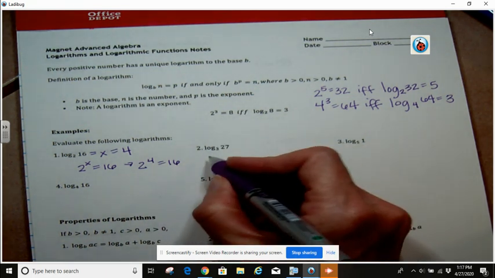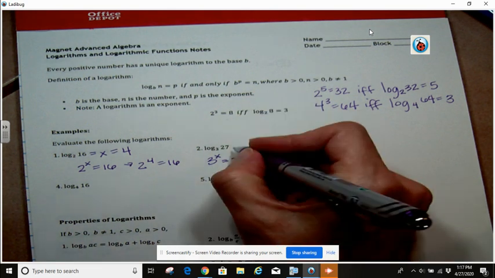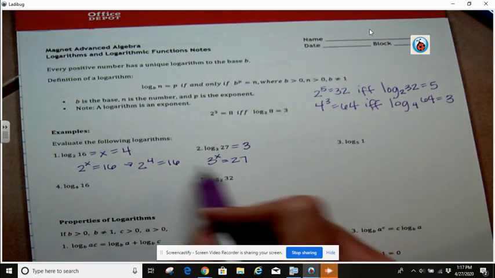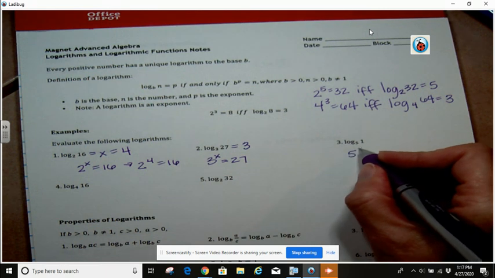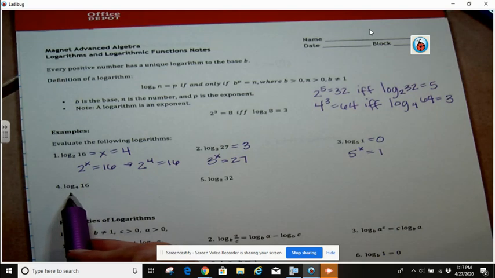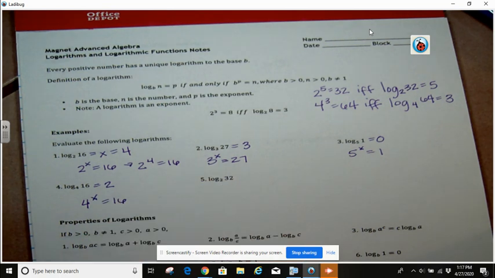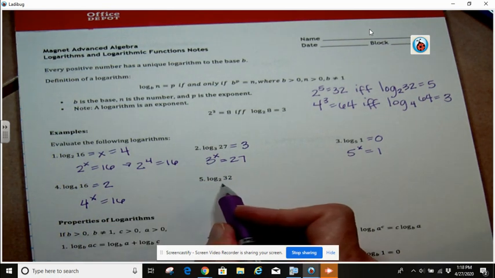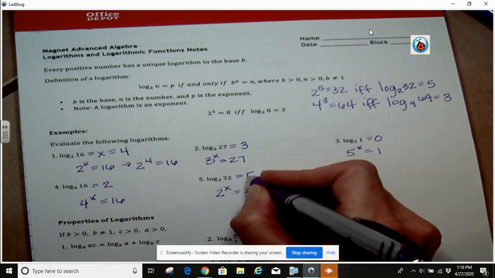If we do that same thing here, 3 to what power equals 27? Well, 3 cubed is equal to 27, so this must equal 3. You don't always have to write it out. If you get good at it, you can kind of do it in your head. The exponential form here would be 5 to what power equals 1? Well, anything to the 0 power equals 1, so it evaluates to 0. So here, let's just think about it in our heads. It would be 4 to what power equals 16? Well, 4 squared equals 16, so the answer is 2. This would be 2 to what power equals 32? I used that as an example up here. 2 to the 5th power.